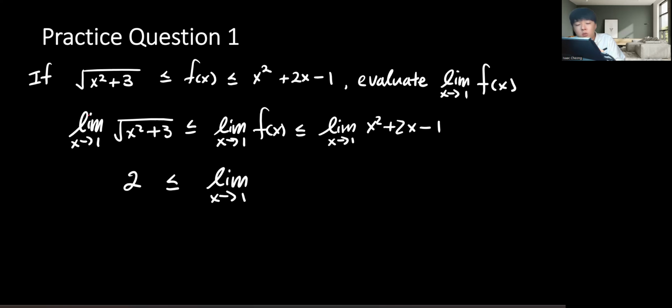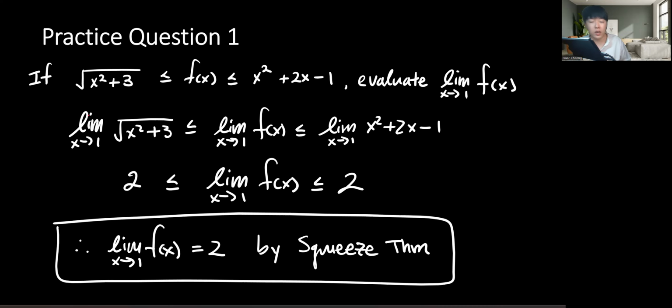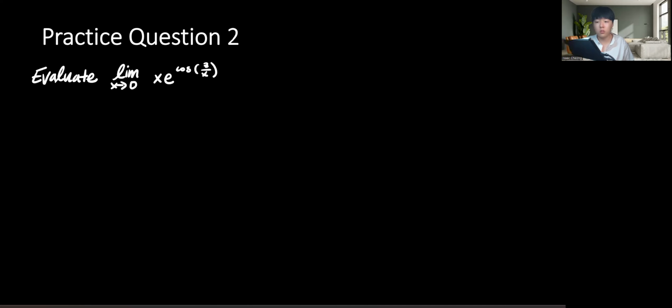The limit as x goes to 1 of f(x) should be less than or equal to 2, right? So this value is sandwiched by 2 and 2. Therefore, you know that this limit of f(x) as x approaches 1 has to be equal to 2 by the squeeze theorem. Very straightforward, right? Let's go to this question.